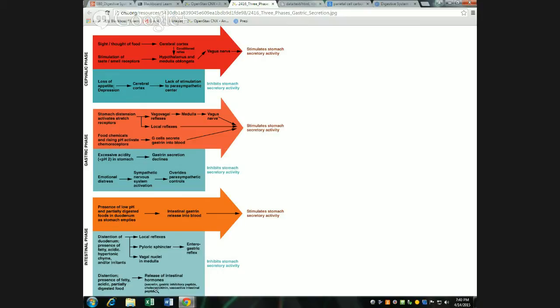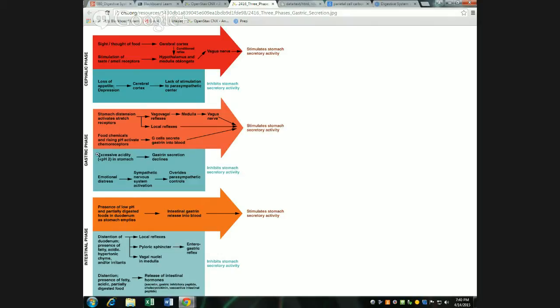The intestinal phase is mostly about the inhibition, because as the stomach is active and it's pushing food down into the duodenum, the duodenum wants to slow it down because it doesn't want all of that food coming in at once. It wants to slow down the stomach so just a little bit is introduced at a time, and that can be processed through the duodenum before it goes on to the rest of the structures.